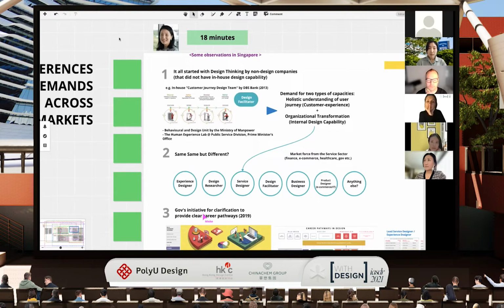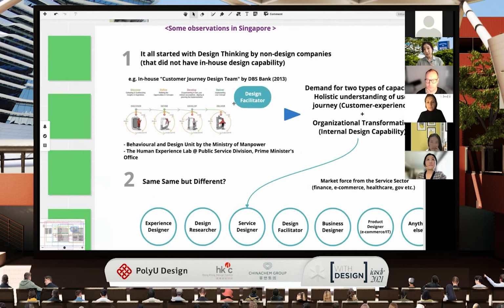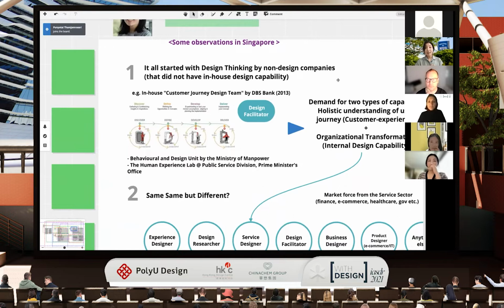For example, the major bank in Singapore, DBS Bank, back in 2013, started to adopt design thinking and human-centered design approaches, and they developed their own internal design-related framework called Journey Thinking Framework, which you can see here. And also they established an in-house customer journey design team. So this is one of the examples.